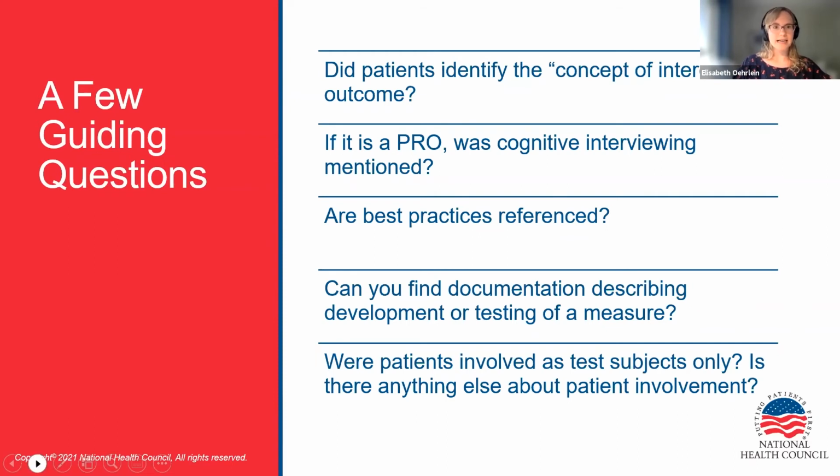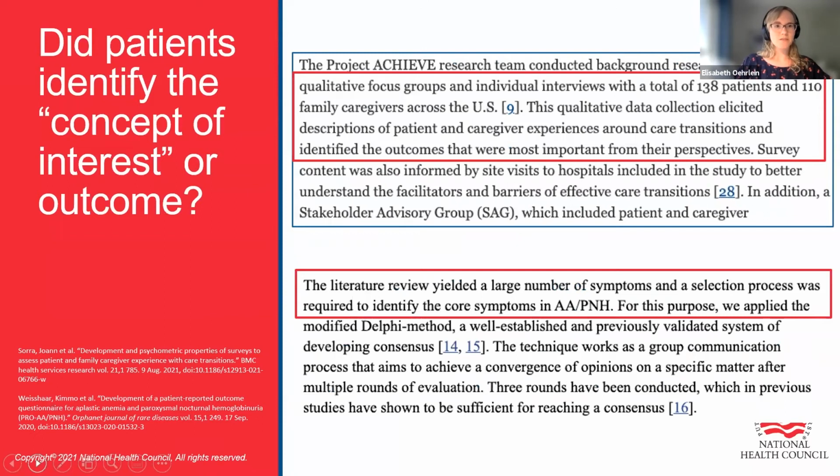You can go to the next slide, please. So the first question is, did patients identify the concept of interest or outcome? So as you're starting a study and you go into PubMed or Embase and you're looking around for what's been used in the past, and you might be interested in using a patient-reported outcome, here's one of the things that you can be looking for, which is always going to be written if it has been done as part of the study. So this is just an example of the type of language that you might be looking for.